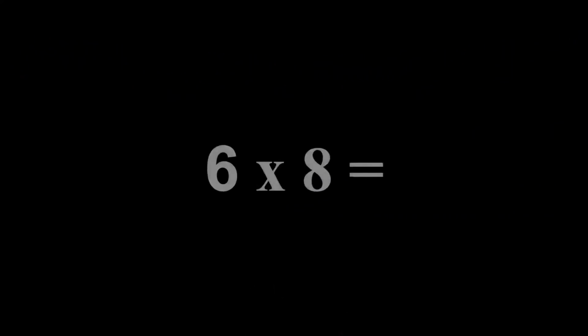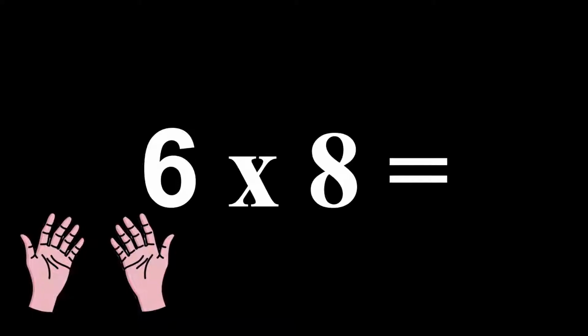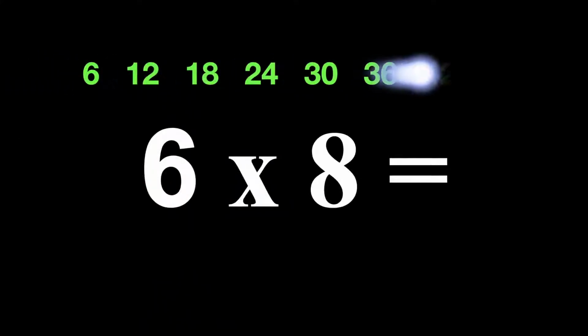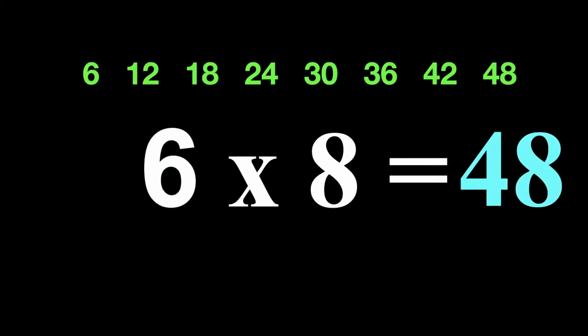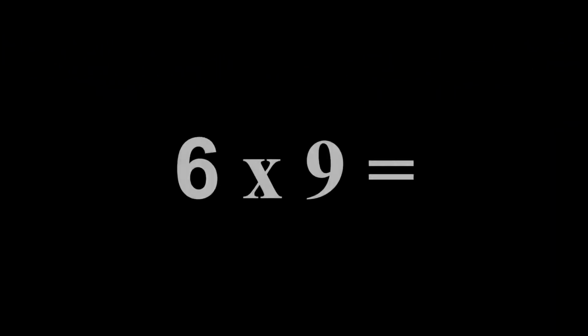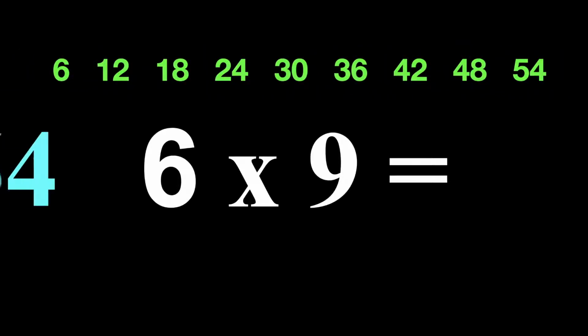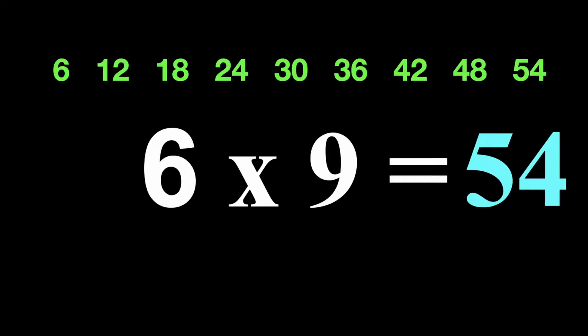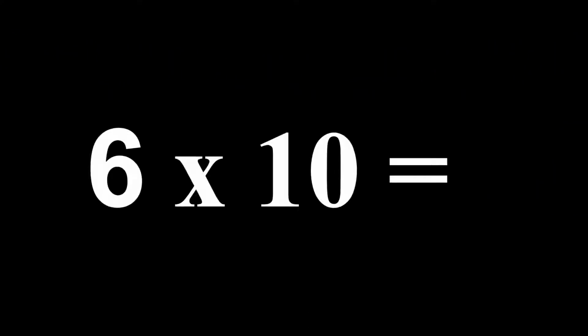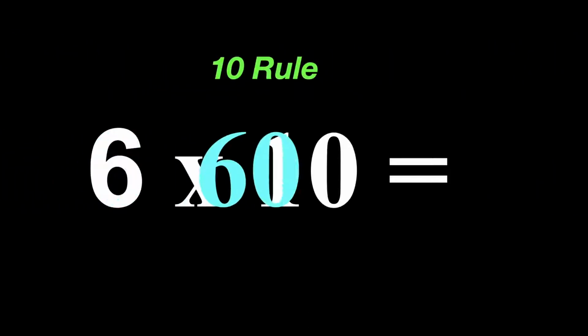You're getting it. 6 times 8, right? Keep track. 6, 12, 18, 24, 30, 36, 42, 48. You're doing good. 6 times 9. Okay. Let's try some without the picture. Ready? 6, 12, 18, 24. You're doing okay. 30, 36, 42, 48, 54. Hang in there.